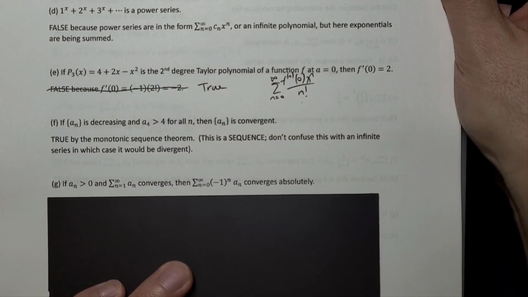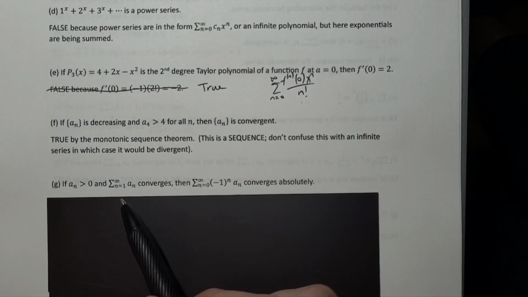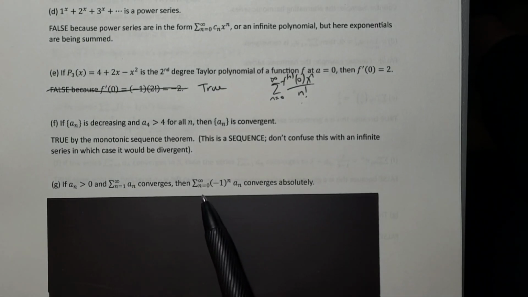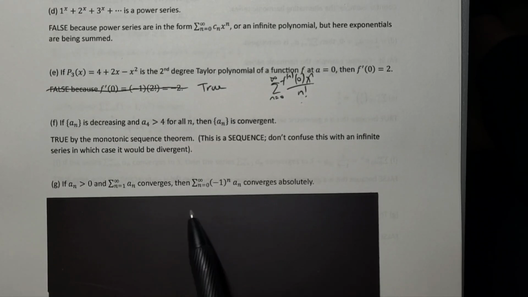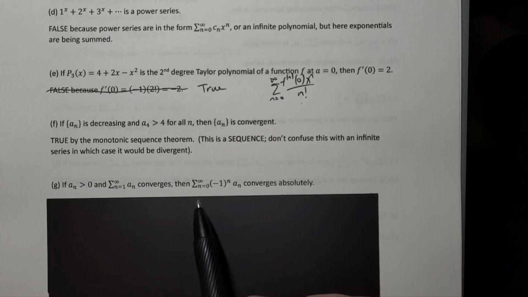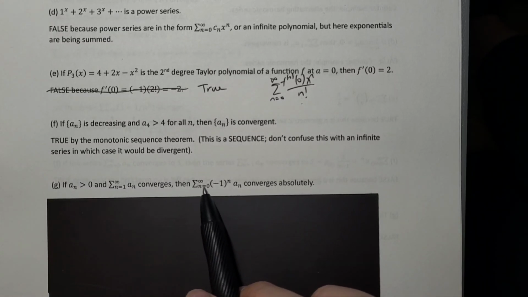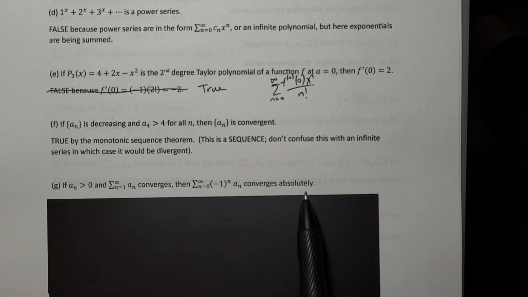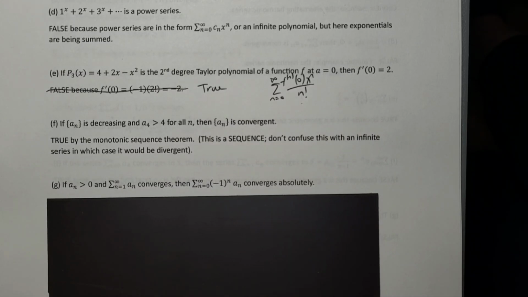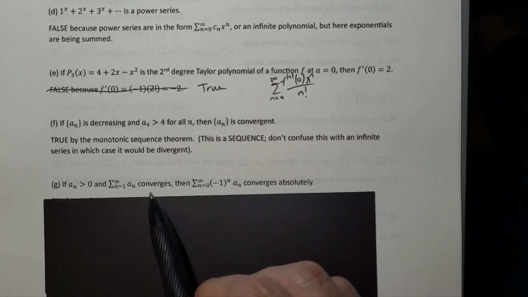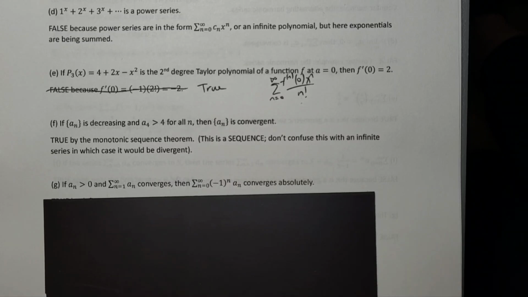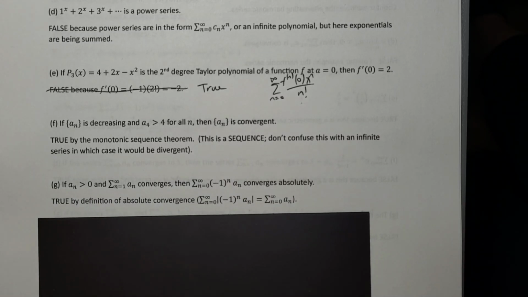Next, you might have seen the answer already: if a sub n is positive, and the summation as n goes from 0 to infinity of a sub n converges, then the summation as n goes from 0 to infinity... I don't know why, did I make a typo? Probably a typo. Let's assume they both start at the same point. It doesn't matter if it's 1 or 0. Probably n equals 1 to infinity of negative 1 to the n times a sub n converges absolutely. Is this true or false? It is true by definition of absolute convergence. If we take the absolute value of this, that changing sign goes away, and we know that it's convergent. Therefore, that's absolute convergence by definition. Yep.